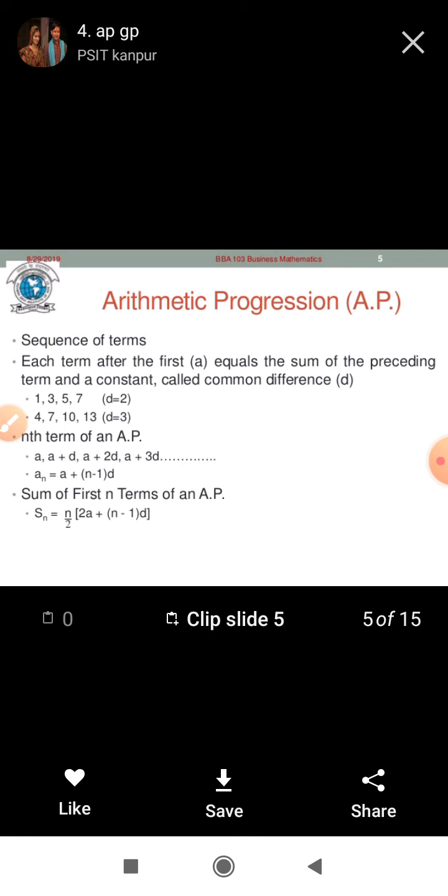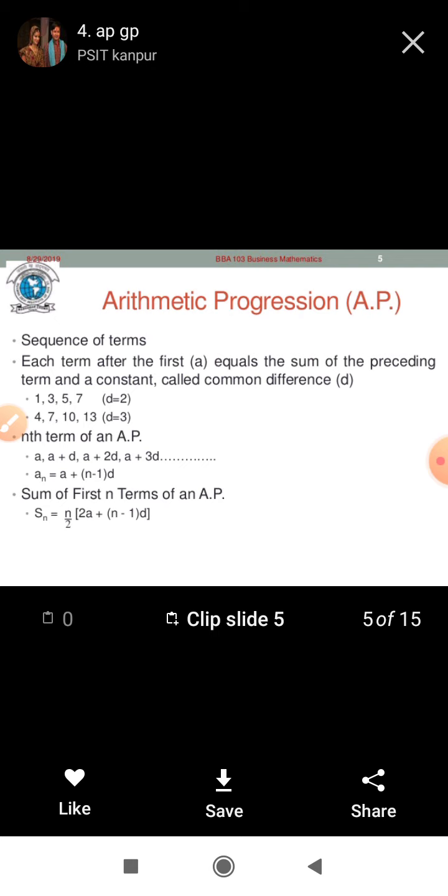Here the difference between two consecutive terms is always the same, that is 2. Take 1, 3, 5, 7. So 3 minus 1 is equal to 2, again 5 minus 3 is 2, and 7 minus 5 is again 2. Such a sequence with a common difference is called an arithmetic progression. Next series: 4, 7, 10, 13. Here the common difference is equal to 3.